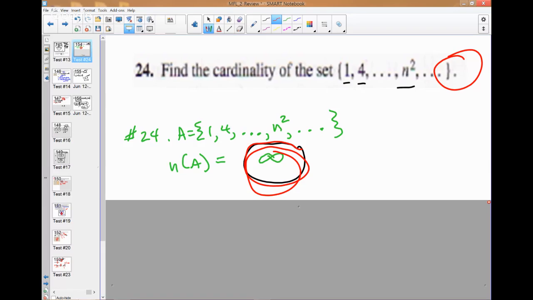Is that enough time on 23 and 24? Yes, sir. Anybody else want to? We can go back to any others too.